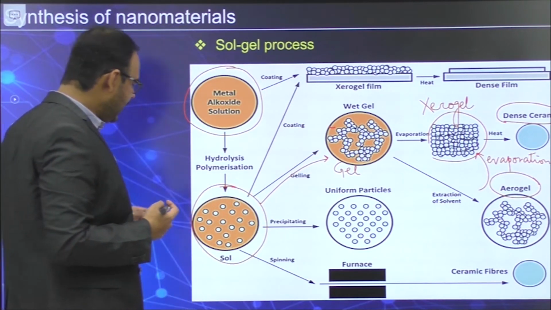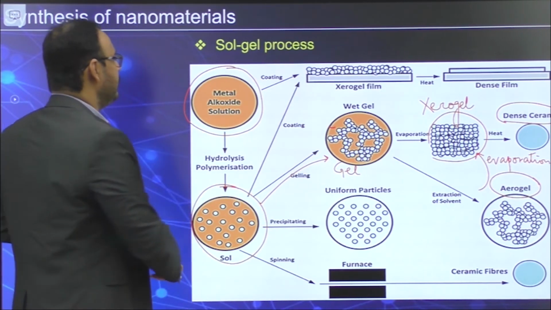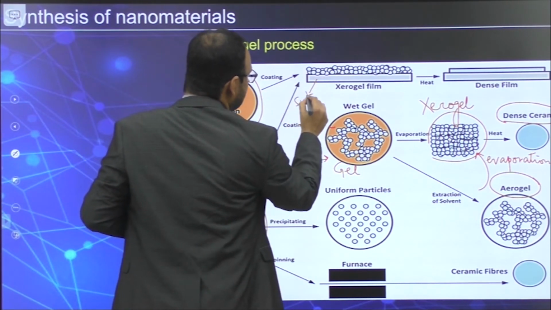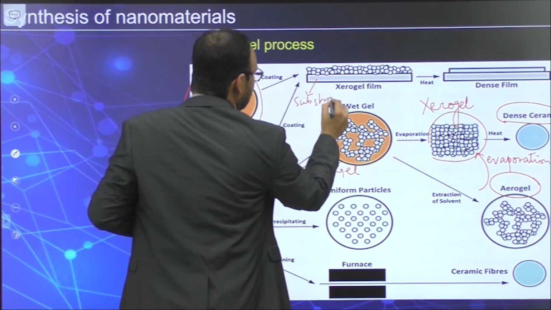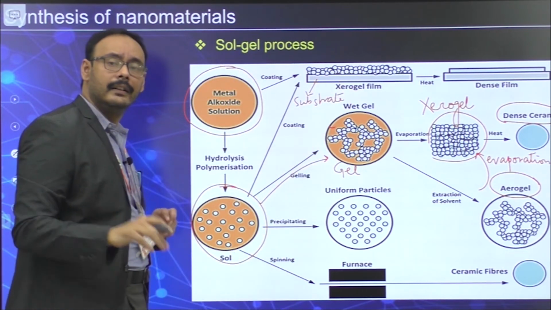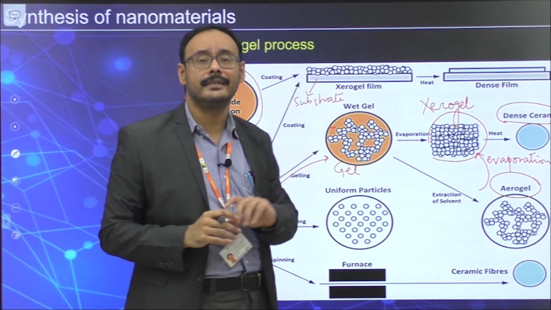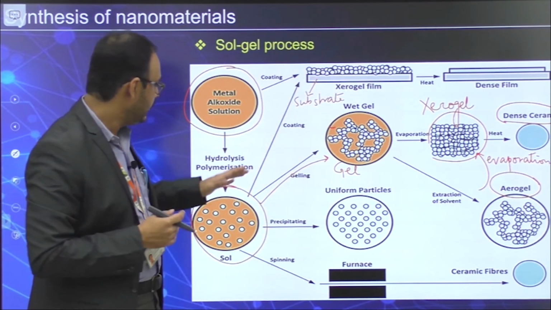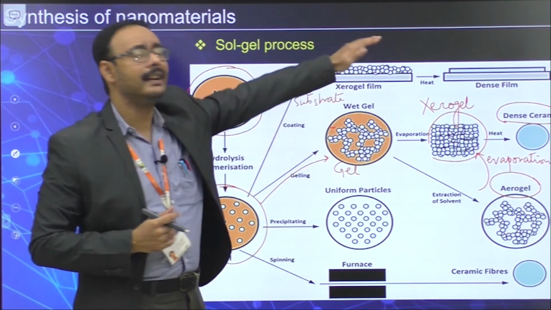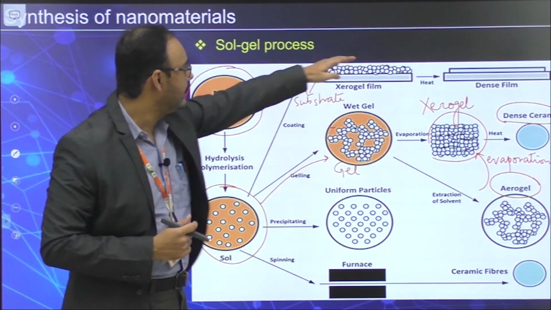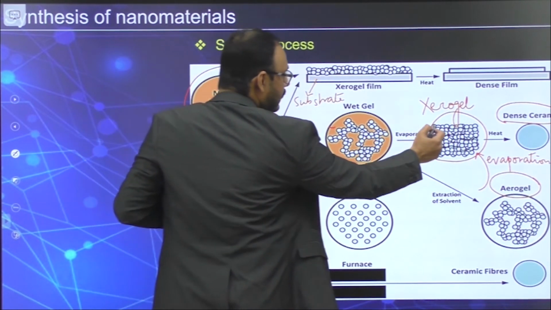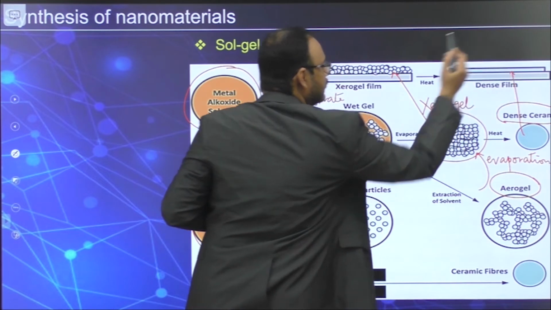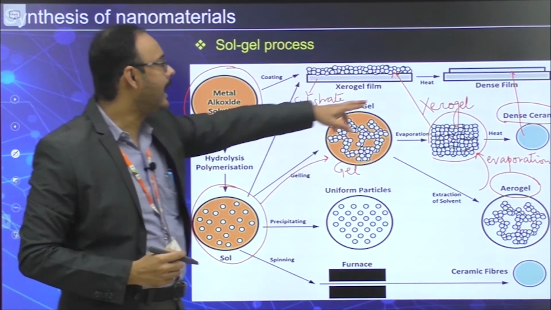Right? Now let's say you have a sol and you are coating it on a film, on a substrate. In this particular type of system, we call this plate a substrate. You're coating this onto this, and then if you are heating it up, what is going to happen? This particular thing is similar to this, and this is similar to this one. You're just coating a dense film.